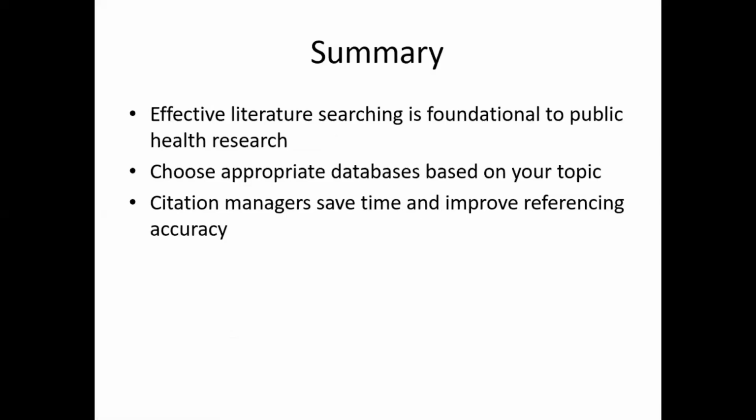So in summary, effective literature searching is foundational to public health research and research in general. It's important to choose appropriate databases based on your topic and your study design. So, for original studies, for proposal writing literature review section, chapter 2, typically you want to do a search on Google Scholar. You can do a search on PubMed as well. If you're doing a systematic review, you want to create a search strategy using Boolean operators, right? So it's comprehensive and it's reproducible. And finally, use Zotero to save time and improve referencing accuracy.